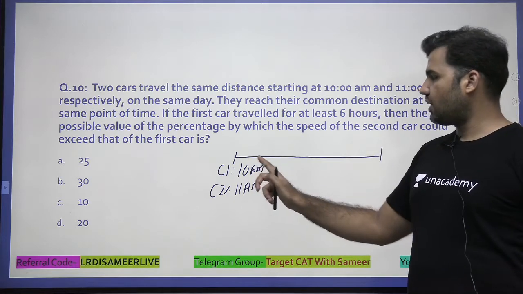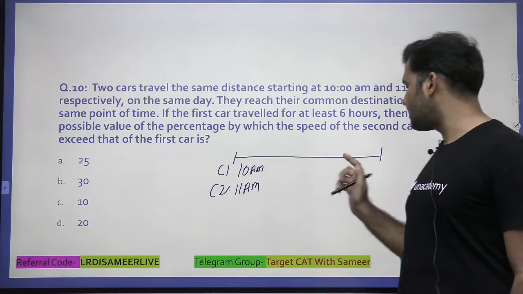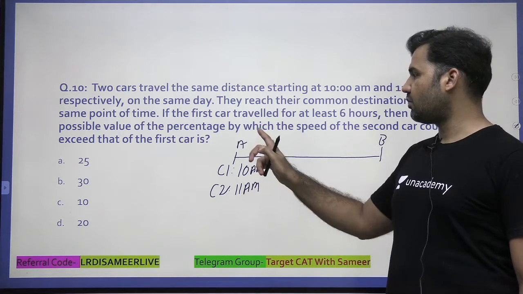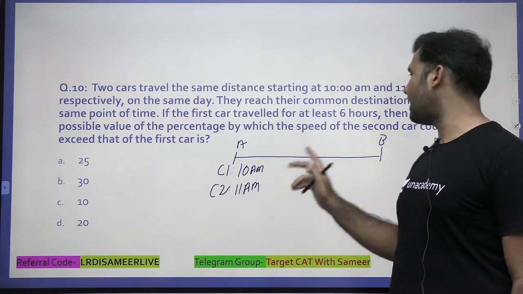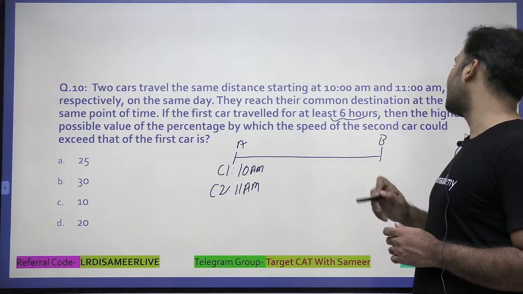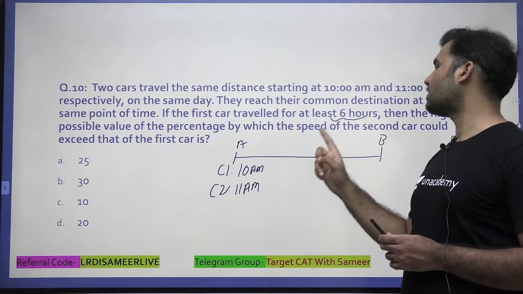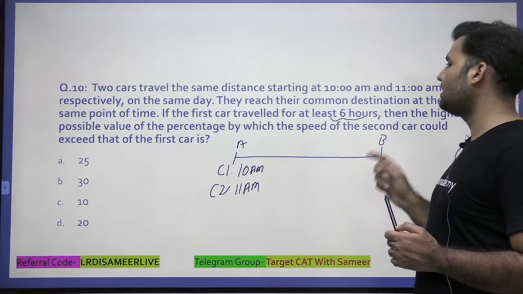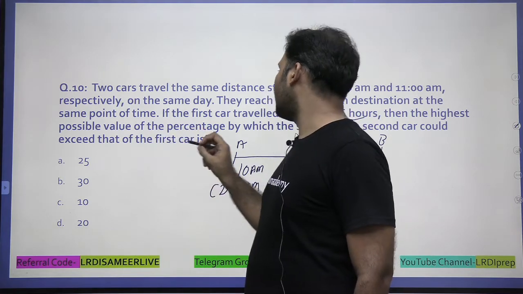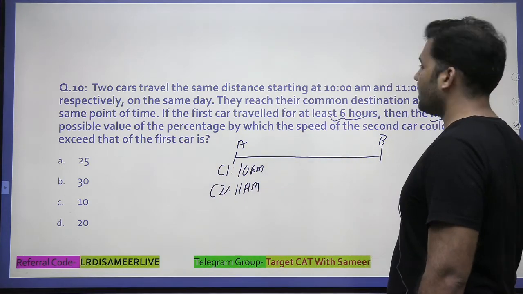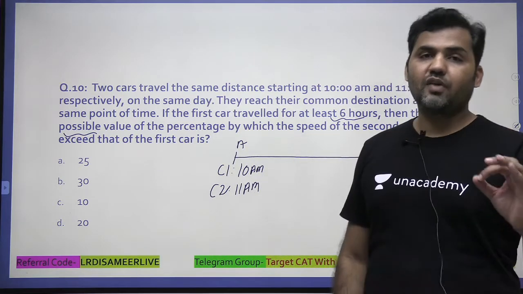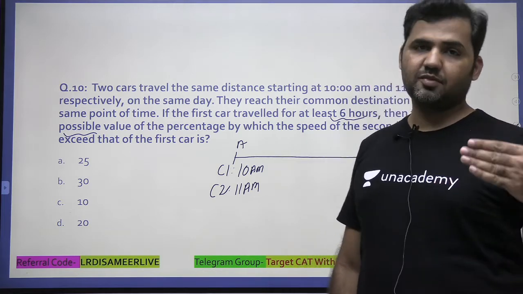So if car 1 started running at 10 from A to destination B, and car 2 started running from A to B at 11 a.m., both of them reach B at the same point of time. Now the first car traveled for at least 6 hours. Then what is the highest possible value of the percentage by which the speed of the second car would exceed that of the first car? The point you are supposed to observe here is the word highest. I want to find out the maximum by what value the speed of car 2 can exceed the speed of car 1.